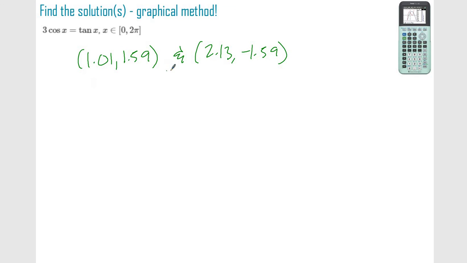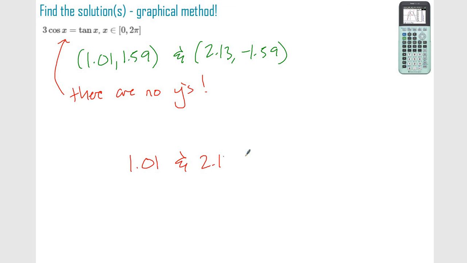All right, but I don't need all of that information. That's way too much. So think to yourself, there are no y's in the answer. That's because you were looking for when the y's equaled each other, so we don't care about the y's. My solution would be 1.01 and 2.13. That's what you would give people. So that's your solution there. Hopefully that makes sense.